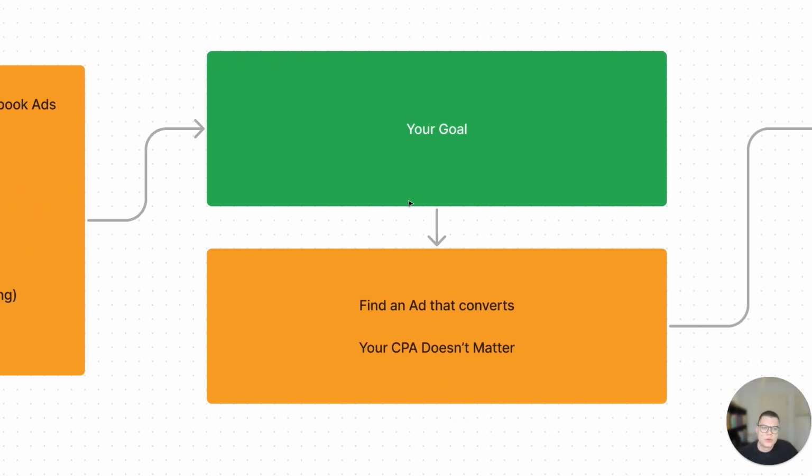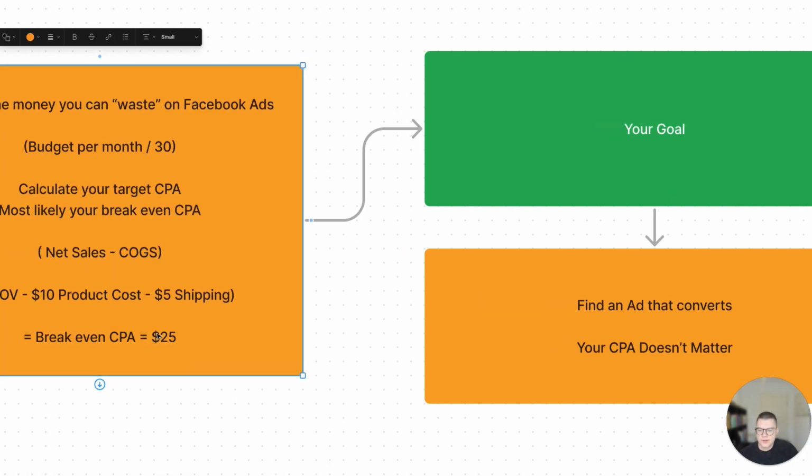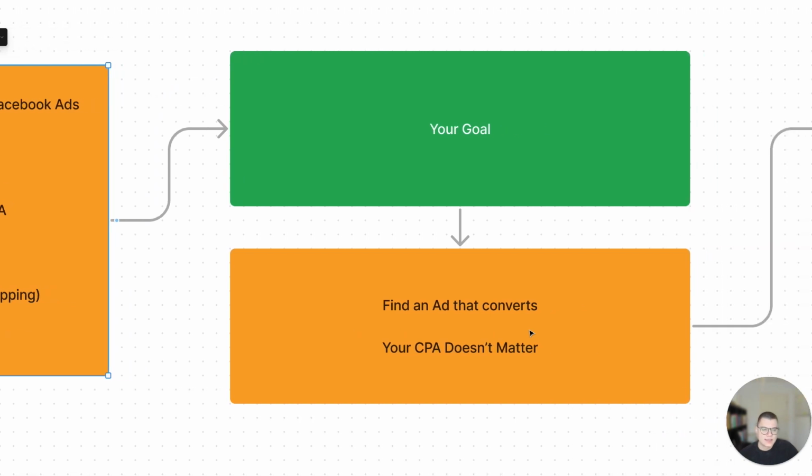Then, what should be your first goal when it comes to going towards profitable Facebook ads? First of all, your goal should be to find an ad that converts. Your CPA doesn't matter, it's not 100% accurate. Obviously, if your CPA is 500, it's way too much. But let's say your target CPA, your break-even CPA, like in this example, is like 25, and you find an ad that consistently gives you CPAs at 100. That's obviously still 3 times higher than you want it to be, but it's still something, right? You've found something that at least gets some people to convert.